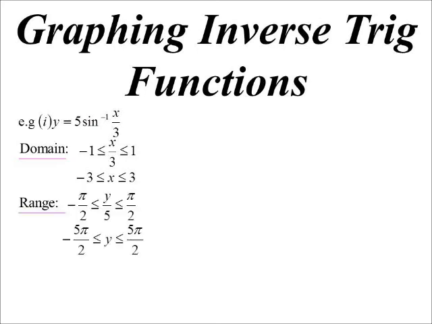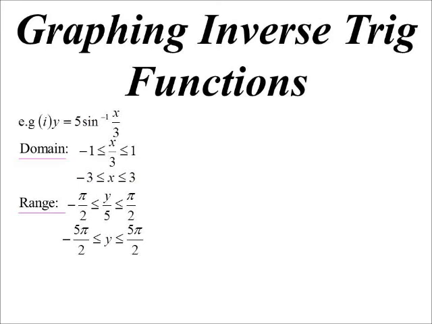Now the range, I know, is from -pi on 2 to pi on 2. But remember, you group it with the y. So that 5, we bring it over here. It becomes y divided by 5. So y divided by 5 is in between -pi on 2 and pi on 2. So we get -5 pi on 2 and 5 pi on 2.